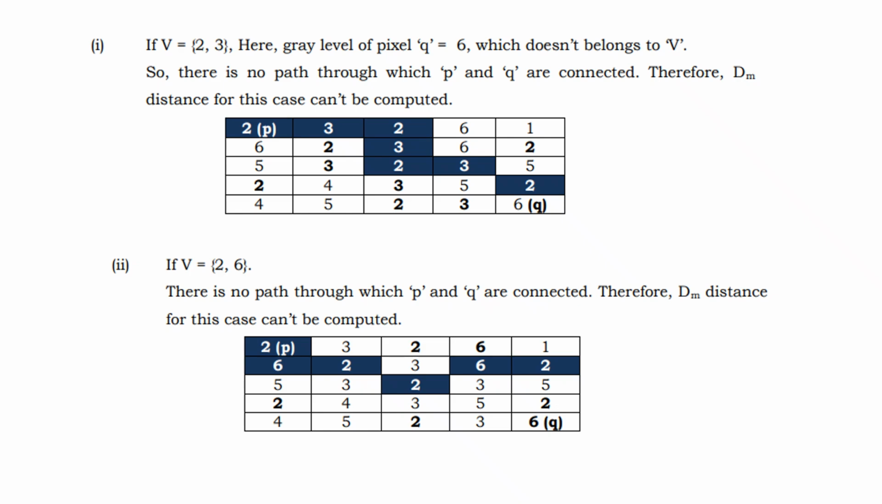Here we start the value from p. 2, 6 exists, 6, 2 also exists, 2, 2 is existing, again 2, 6, again 6, 2. Then from this 2 we cannot move on to this 6 through 5 or any other way. So this path also cannot exist. We cannot form the path.